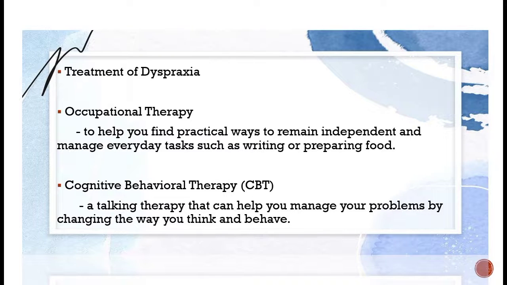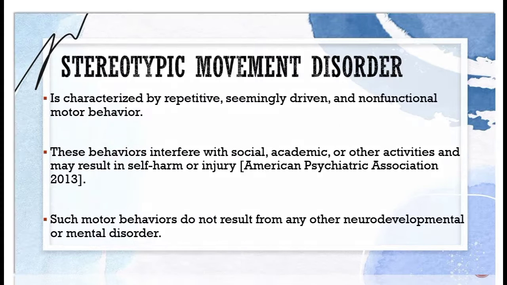Treatment of dyspraxia. So, occupational therapy, it is to help you to find practical ways to remain independent and manage everyday tasks such as writing or preparing food. Cognitive behavioral therapy or CBT, a talking therapy that can help you manage your problems by changing the way you think and behave. So, stereotypic movement disorder.